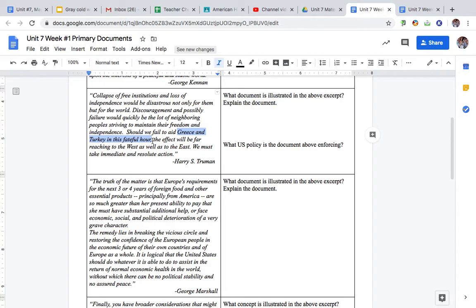So what is the document? And explain. Okay? And then what policy is this document enforcing? Specifically kind of look at this line right here. Failure would quickly be the lot of neighboring peoples. So if we fail, what's going to happen? So what are we trying to do and what policy does this enforce?